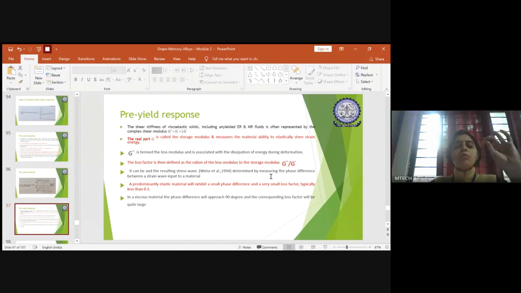They also explained how you can determine the loss factor by measuring the phase difference between the strain wave you get and the input you are giving. Even though they gave the procedure to determine the loss factor, they claimed that the loss factor in any ER or MR fluid will be comparatively small, less than 0.1. Why? The phase difference will be very small, and so the loss factor also will be very small. But if it is a viscous material, for example an ER or MR fluid with a high viscosity value, the phase difference will reach 90 degrees, and in that case the loss factor will be comparatively higher.